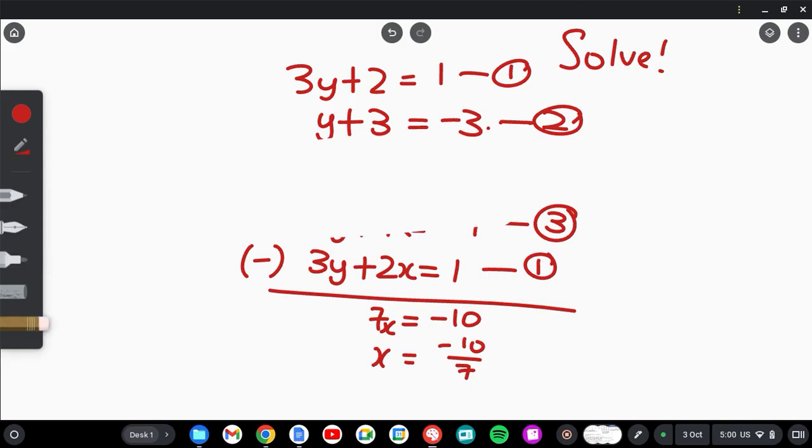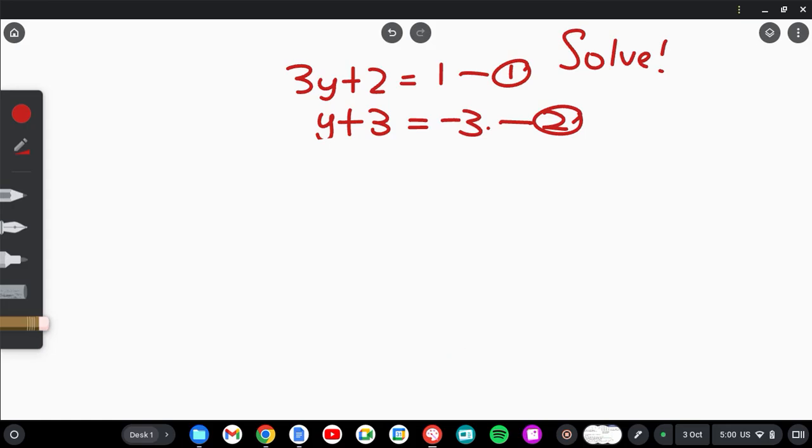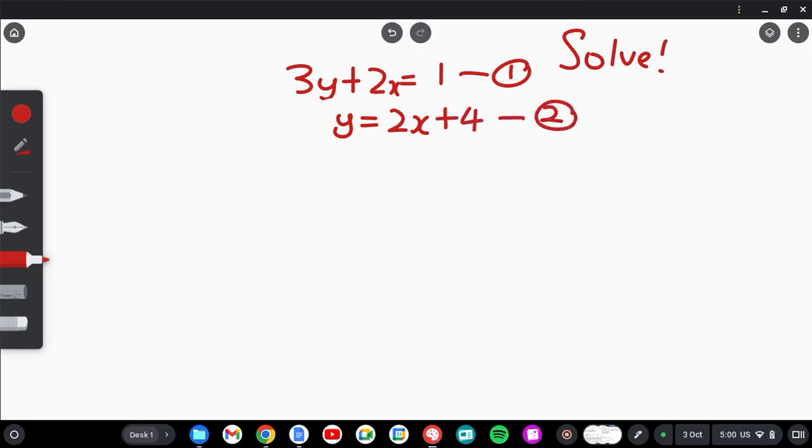Okay, substitution method, you will see questions like this. Sorry, this x here. Okay, this is the substitution method. Substitution means sub 2 into 1. So what does this mean? When you sub your value, you better be careful, because a lot of people are tempted to put y for everything, and that's wrong. You need to do this.